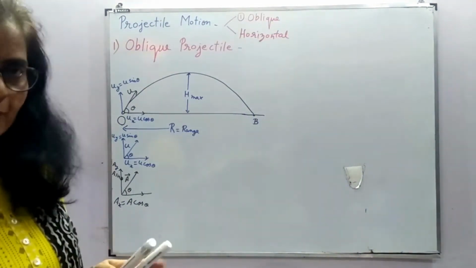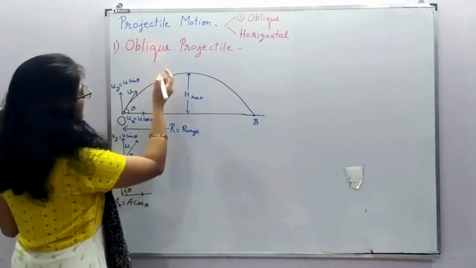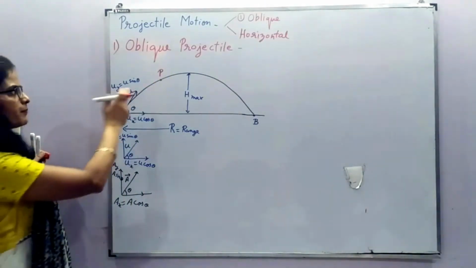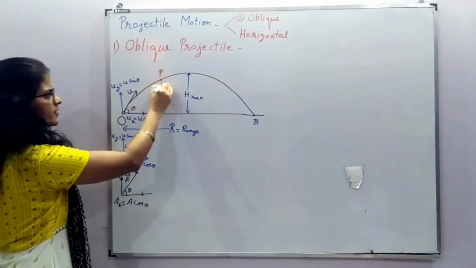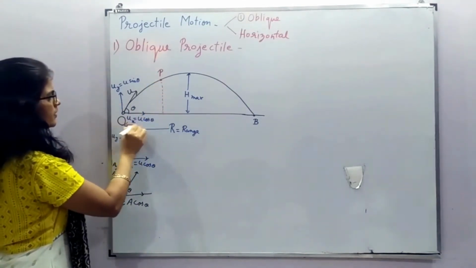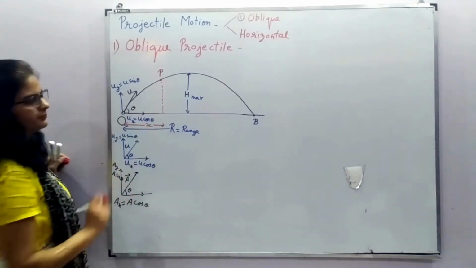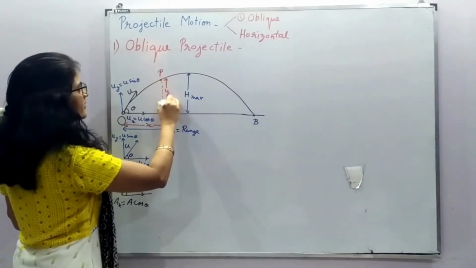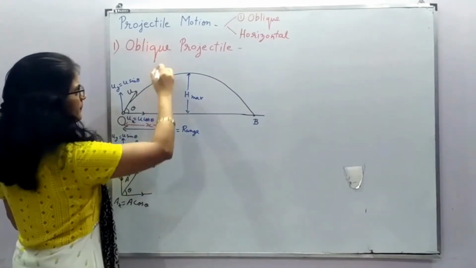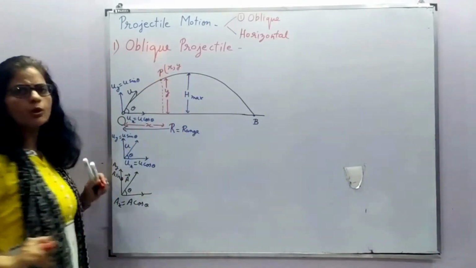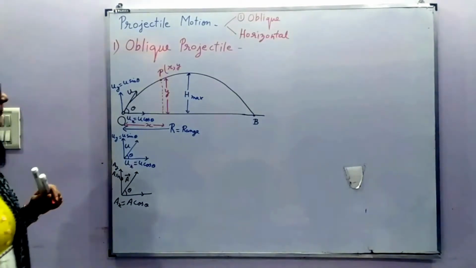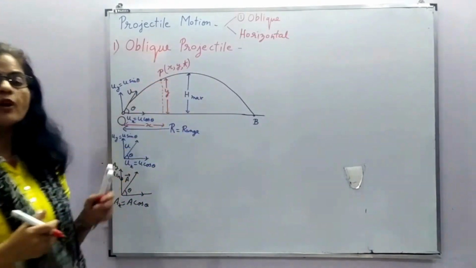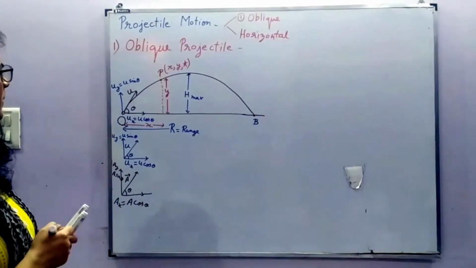Let's consider an arbitrary point during its journey. Suppose I have taken this arbitrary point P during the journey. Up to this point, how much horizontal distance it has traveled? See, this is the horizontal distance it has traveled. And this is the vertical height it has traveled. Say this is y. So I can write that x and y are the coordinates of point P. Suppose the time elapsed during this journey from O to P is time t. So I can mention this.